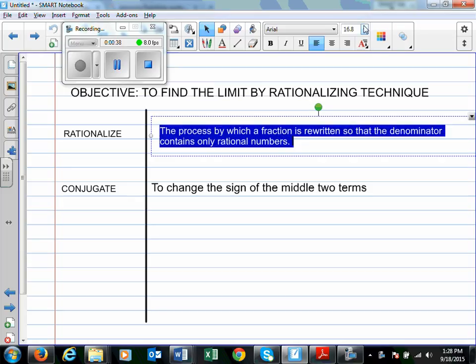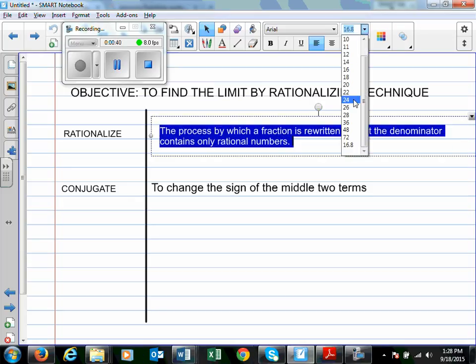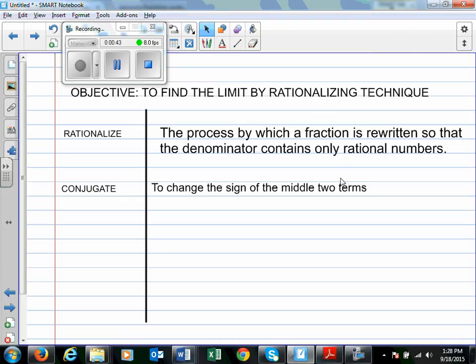So do you remember when you came across the rationalizing part? Do you remember? In your pre-calc. Exactly. I'm just showing you, I'm trying to bring it back to your memory.